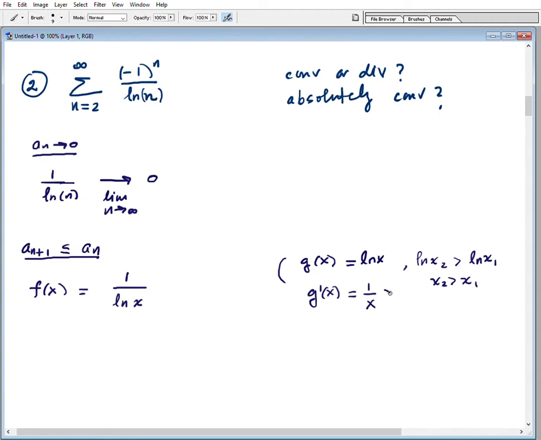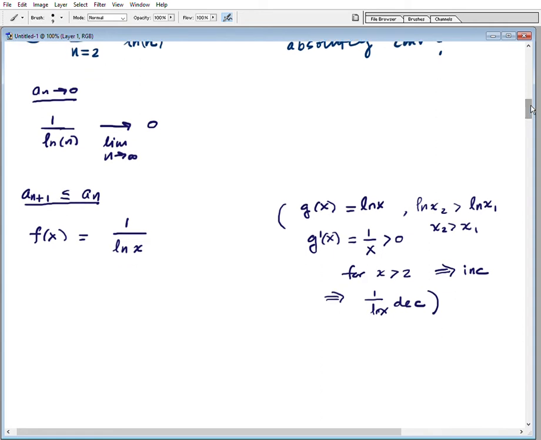And that's greater than 0. We're talking about x greater than 2. 1 over x is greater than 0. So that means it is increasing. Okay, so if that's always increasing, then 1 over ln x must be decreasing. All right, but that's just on the side. That's not what we usually do. Usually we show more directly that this is negative for x greater than 2. So f prime of x. Okay, so take the derivative. I'll take the derivative just by the power rule.